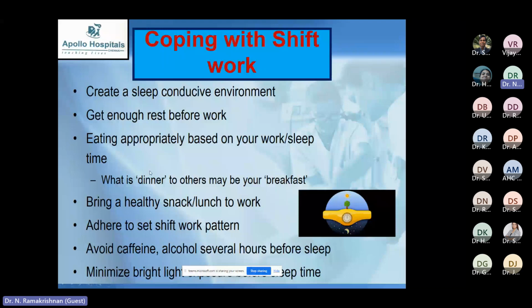And there are a lot of things we can teach them on how to get a conducive environment to sleep better, getting enough rest. More importantly, teaching them how to eat, when to eat appropriately, because their entire routine changes. What is dinner to others is breakfast to them. So all of these things just require counseling that really would help a lot.